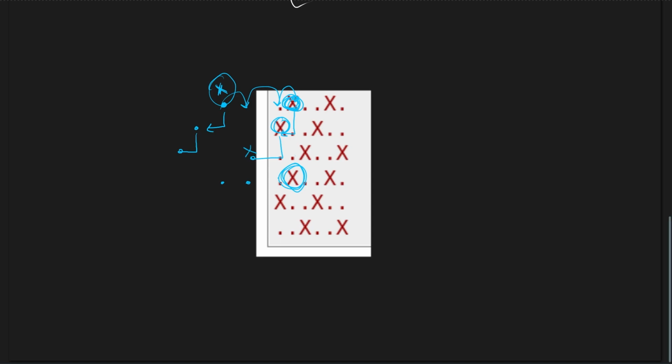Again, from this particular position, I go 3 times right. 1, 2, 3. I reach this particular position. I repeat the same procedure. One down, one left. One down, one left. Again, I have to put x in all these positions.